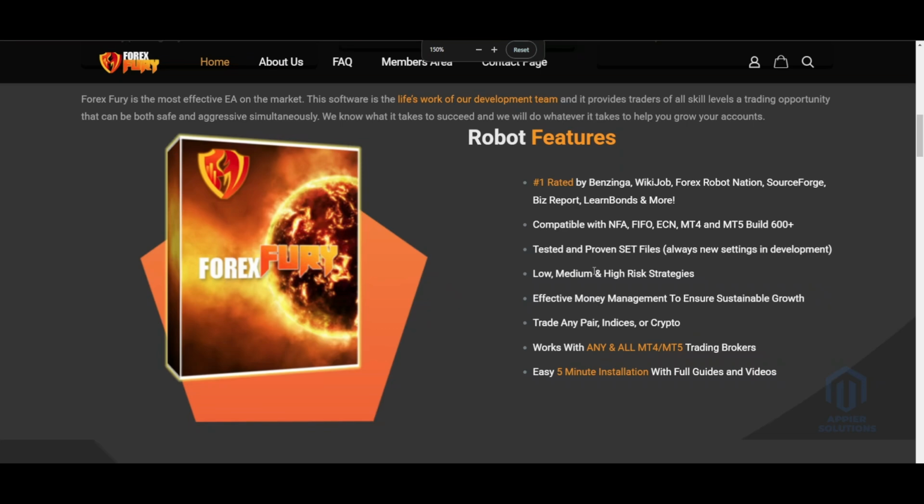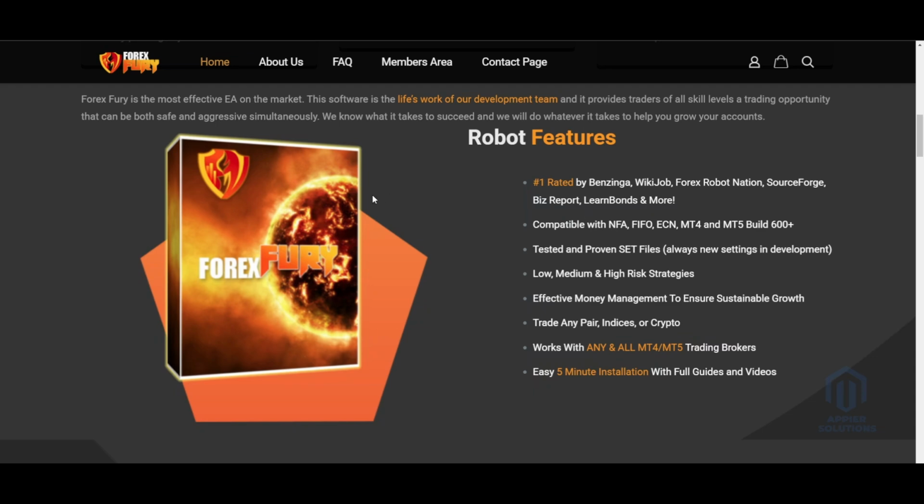It is also compatible with NFA, FIFO, ECN, MetaTrader 4 and MetaTrader 5 Build 600 plus, tested and proven set files, always new settings and development, low, medium, high risk strategies, effective money management to ensure sustainable growth, trade any period analysis or crypto, work with any or all MetaTrader 4 and MetaTrader 5 trading brokers, easy 5-minute installation with complete guide and videos.